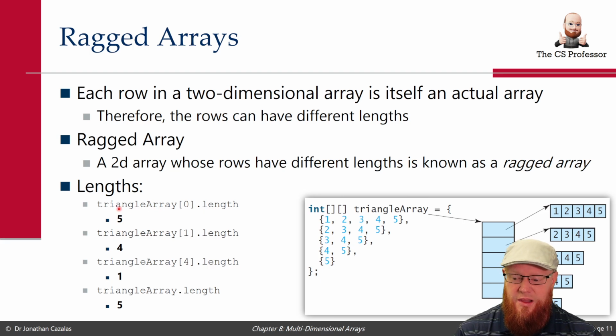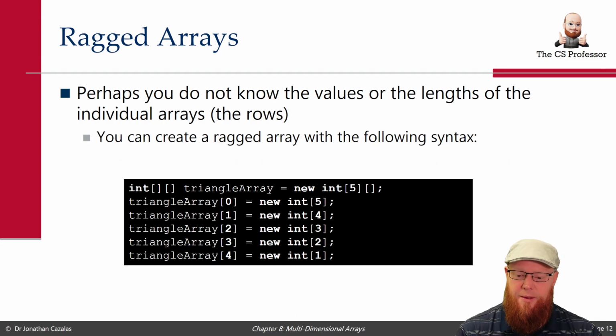So if we print out the length of triangle array at index 0, so row 0, what's the length of row 0? How many cells, or how many columns, are in row 0? The answer is 5. How many are in row index 1? The answer is 4. What is the number of cells of row index 4, right here? This is 0, 1, 2, 3, 4. Row index 4, well, the size of that one-dimensional array is only 1. This is a ragged array.